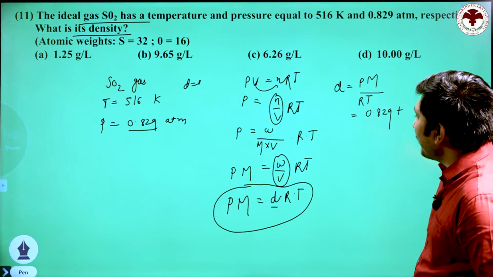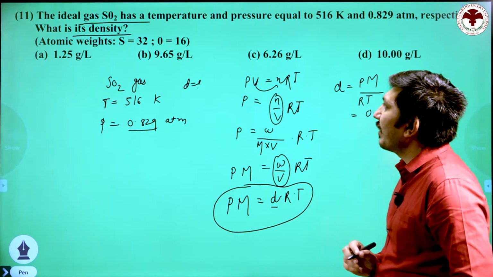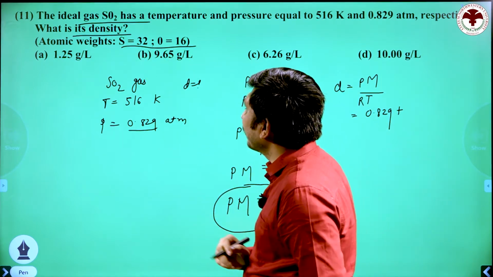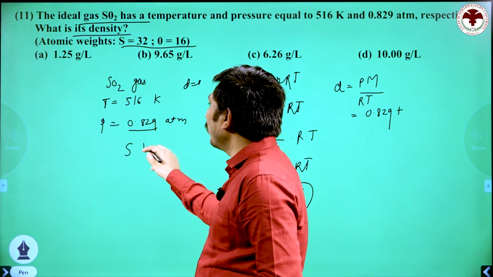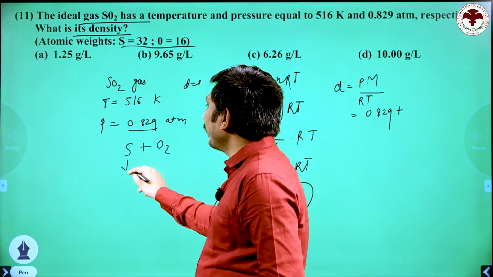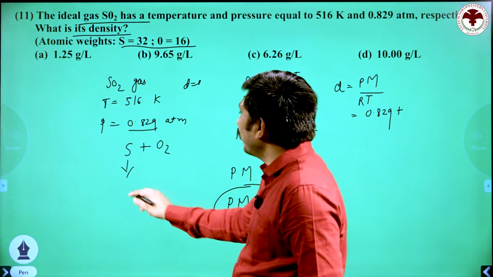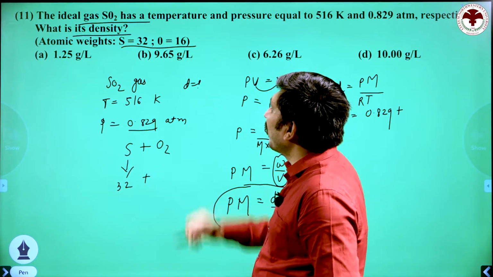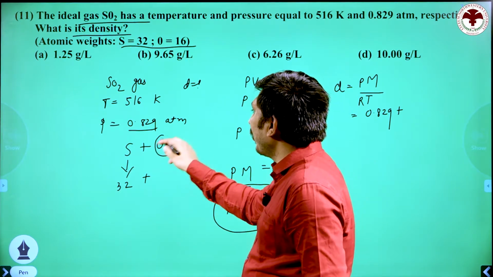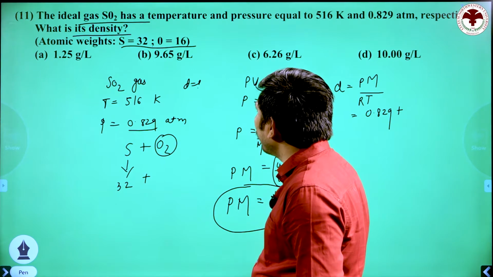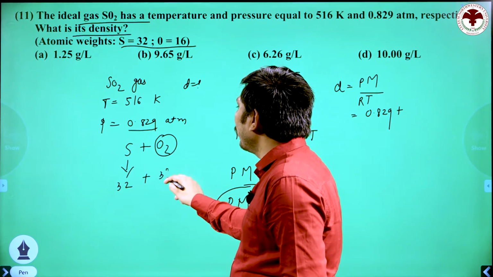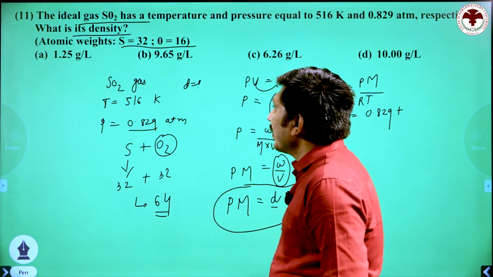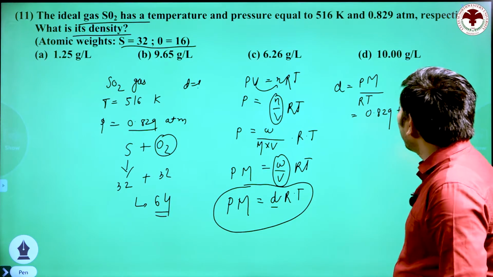What is M? M means molecular mass. What is the molecular mass of SO2? The atomic masses are given in this question. SO2 is S plus O2. The atomic mass of sulfur is 32, plus oxygen having atomic mass 16. How many oxygen atoms are present in SO2? 2, so 16 into 2 is 32. 32 plus 32 is equal to 64. So we get the molecular mass of SO2 is equal to 64. So put this value.